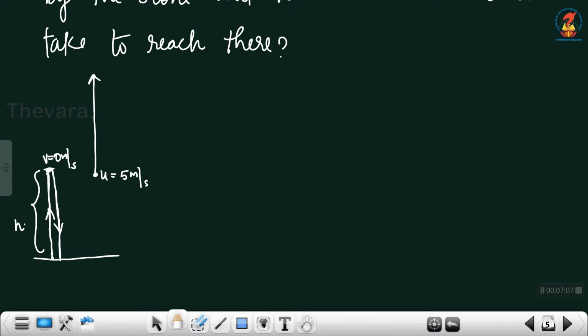So, here we need to consider only this portion. No need to consider this portion as per this question. Now, what will be the final velocity here?